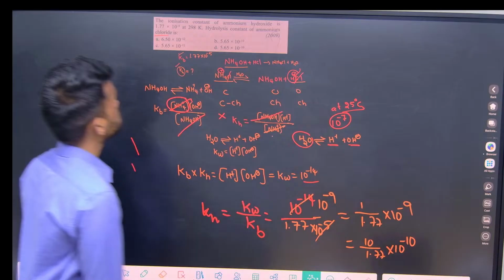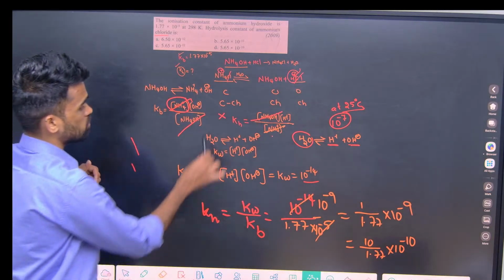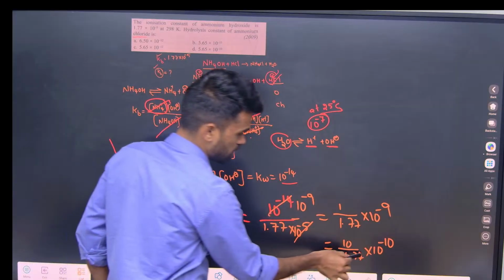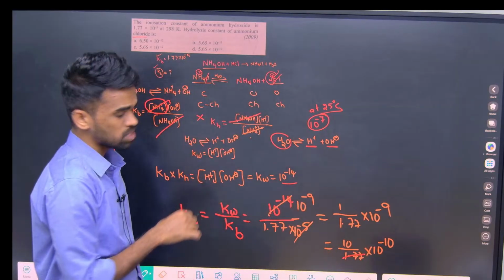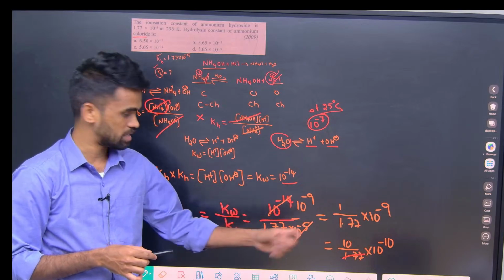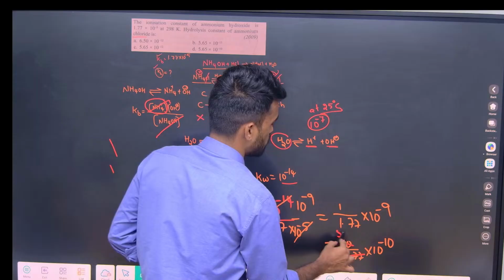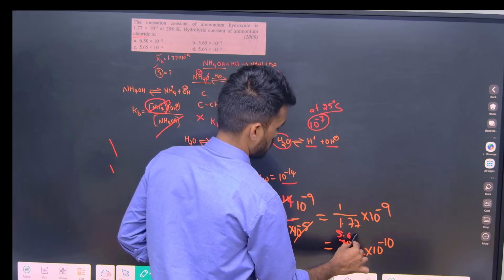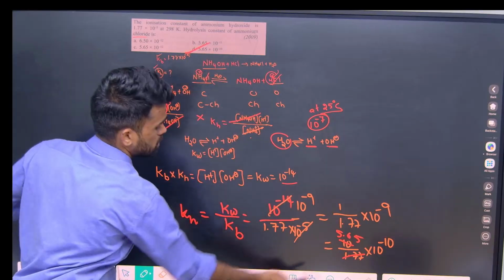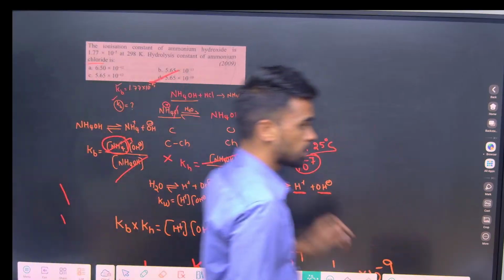Right. Look at the options. Do we have anything? Yeah, there is one option with 10 power minus 10. It means 10 divided by 1.77, like 17 fives are, you just take it like that. So you are going to get 5.65 into 10 power minus 10. So option D is your perfect answer for this question. Okay, is this clear? Right.